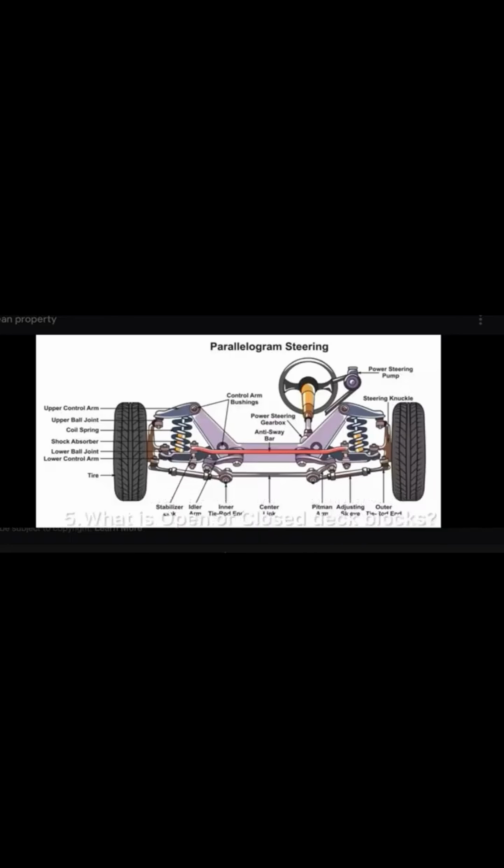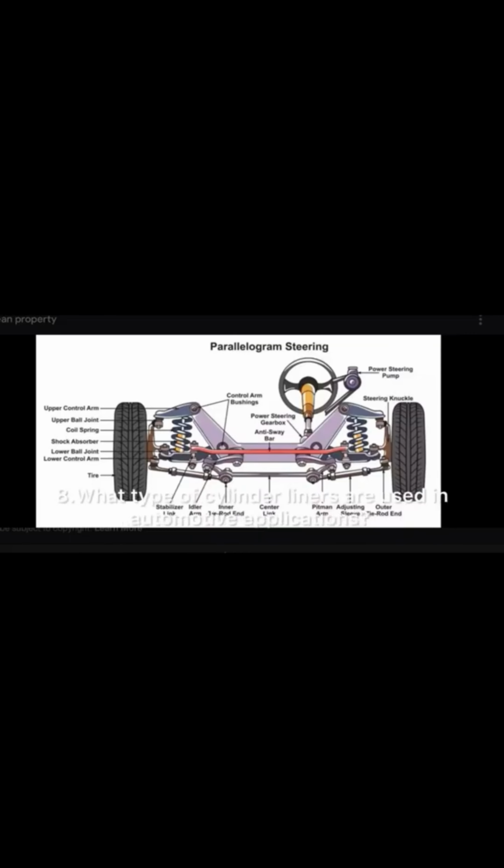5. What is open or closed deck blocks? Open, clearance around head bolt hole. Closed, direct connection from head bolt to cylinder. 6. What are integral cylinders? Cut out of the block material. 7. What advantages do multi-piece engine blocks provide? More rigid. Reduce noise and vibration.